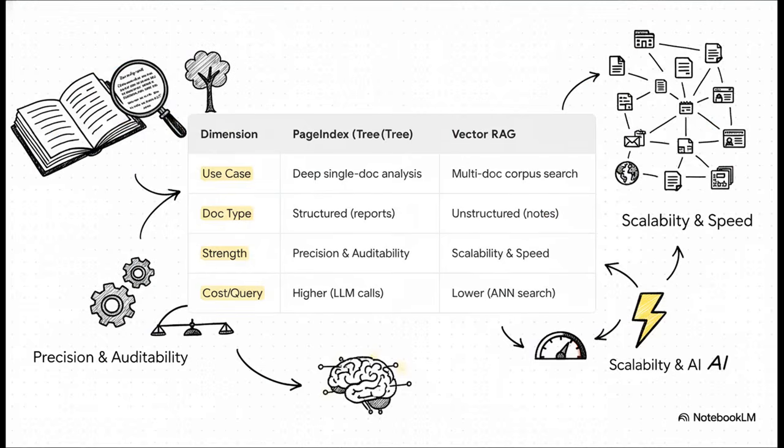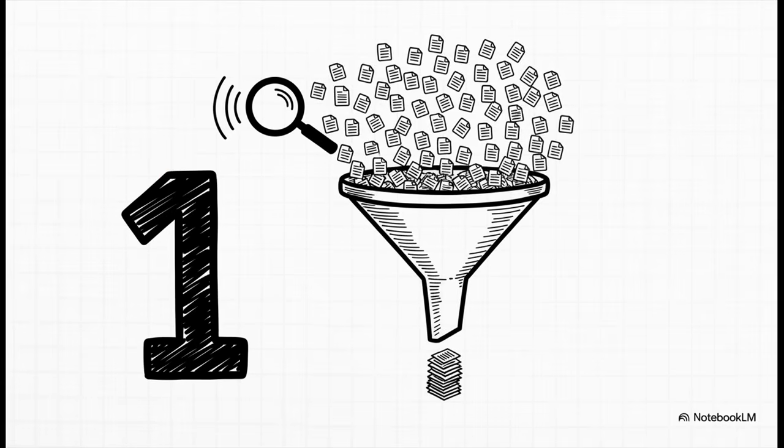And this decision framework makes it crystal clear. If you need to do a deep dive on one single report or contract and precision is everything, PageIndex is your answer. But if you're trying to search across thousands of unstructured notes or web pages, the speed and scale of vector search is still the way to go. Which means the ultimate professional playbook is often a hybrid approach.